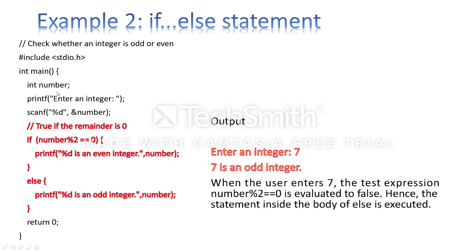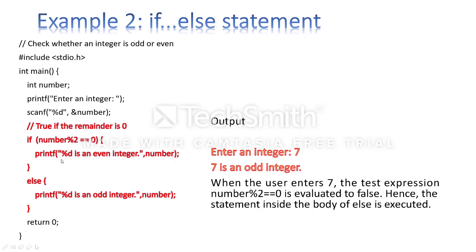Same, I am taking an integer number, printf, enter an integer. I am taking an integer number through the keyboard. If the number modular division by 2, already we have discussed why we have to use the modular division. For normal division we get the quotient, but with modular division we get the remainder. Here remainder is equal to 0. Double equal to means I am comparing this thing. This is the relational operator.